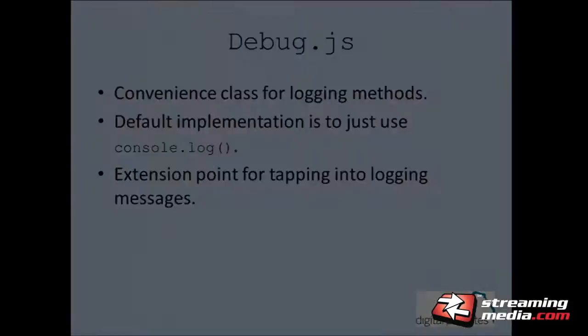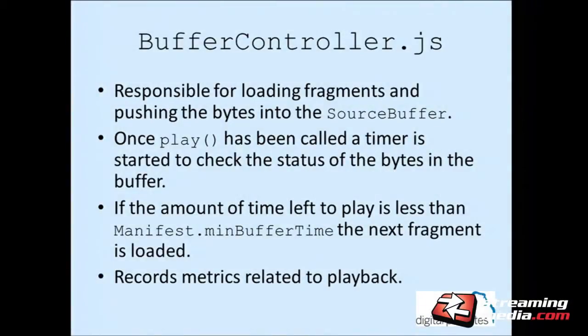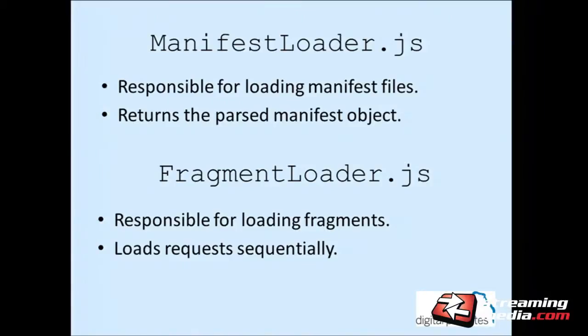A convenience class, our debug.js class. The buffer controller is ultimately responsible for determining how much content we have in the buffer and when we want to start getting more content. We have a couple other core classes here. The manifest loader is obviously, from the name, responsible for loading the manifest, and returns the parsed manifest object. It works with the parsers to understand what's in the manifest. And the fragment loader is the one that's responsible for getting all the individual segments, all the individual pieces of data, making the request for those.